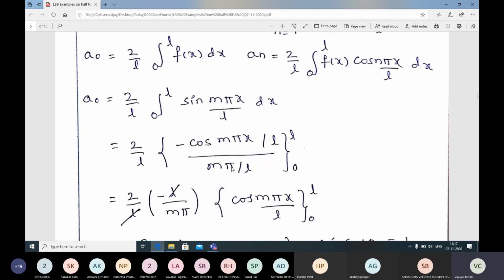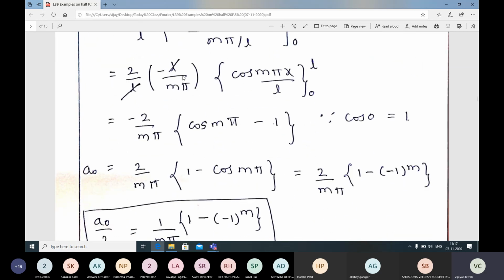Now take this minus 1 divided by m pi by L, and taking reciprocal we'll get 2 divided by L as minus L divided by m pi, and substitute limits in cos m pi x by L, limits varying from 0 to L. So L gets cancelled, this minus this 2 is minus 2 divided by m pi, and in place of x substitute L. So L gets cancelled, left is cos m pi minus, in place of x substitute 0. So cos 0 is 1.